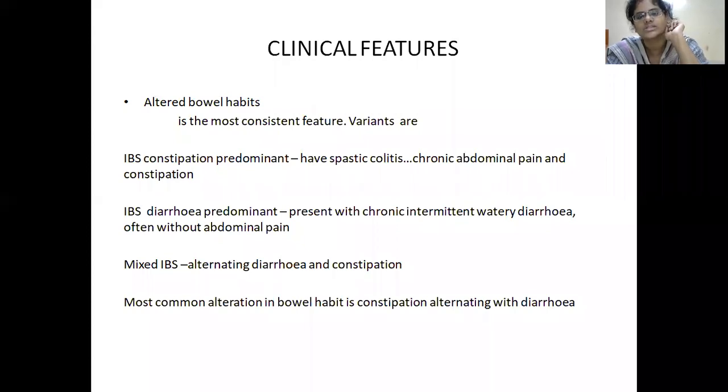IBS where you're having constipation as the predominant feature, these patients will have spastic colitis, meaning they'll have chronic abdominal pain and constipation. In patients where diarrhea is the predominant one, these patients will present with intermittent watery diarrhea. Usually abdominal pain will not be present in these patients. And in a mixed pattern, you will have diarrhea alternating with constipation. This mixed pattern, constipation alternating with diarrhea, is the most common bowel habit pattern.